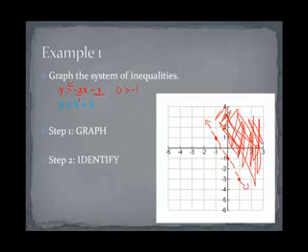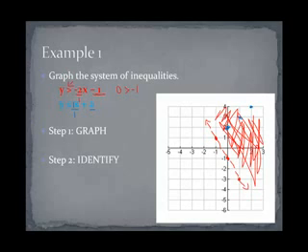Now when I'm graphing this, again, I just find my y-intercept. I go ahead and mark my y-intercept, which is right here at positive 2. Then I check my slope. With this slope, I end up with 1 over 1. Nice easy slope. I go up 1 over 1, up 1 over 1.